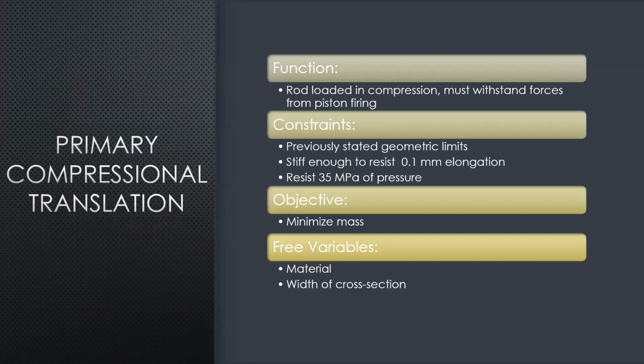So the first translation we're going to go through is with regards to the compression loading. Here the function being that the rod must withstand those loads from the compression of the piston firing. The constraints being, as specified before, the geometric limits. It must be stiff enough to resist 0.1 millimeters of elongation or compression and 35 megapascals of pressure. The objective here is to minimize the mass and choose the correct material and width of the cross-section to do so.